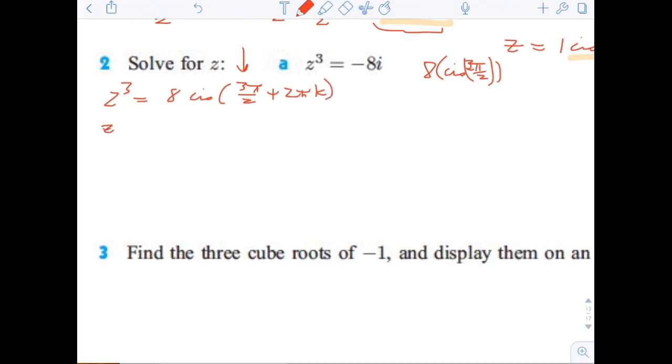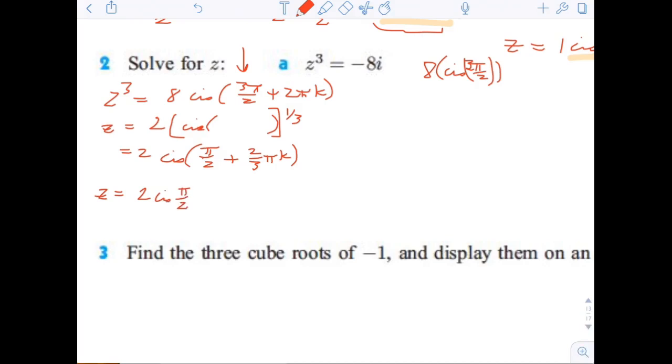And then we're going to cube root both sides, so we get z equals, and the cube root of 8 is 2, and the cube root of a cis 3 pi over 2 plus 2 pi k looks like that. And then we'll simplify it. We're going to put the 1/3 inside here. So 3 pi over 2 divided by 3 is pi over 2, plus 2 pi k divided by 3 is 2/3 pi k. So one of the roots is going to be 2 cis pi over 2. And that's if k equals 0.